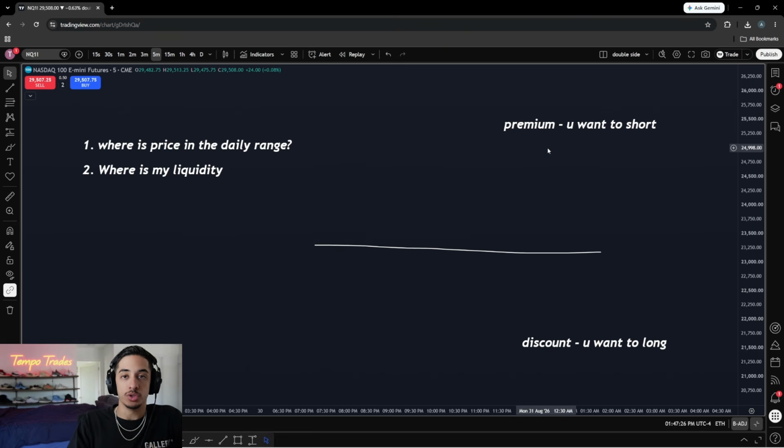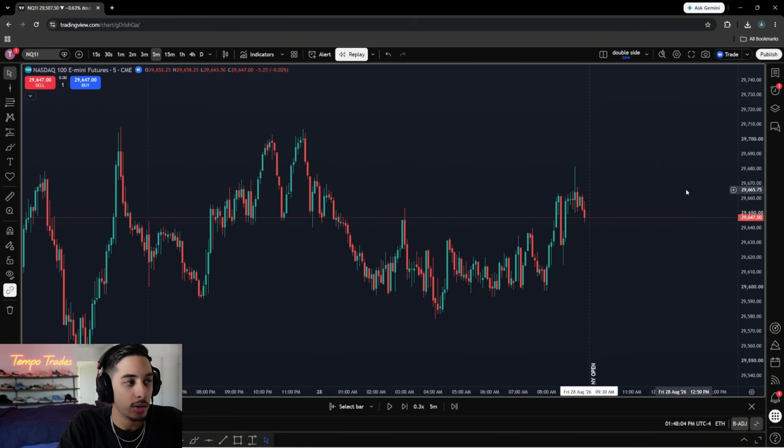This is what you want to do. If price is high in premium, you want to short. If price is low in discount, you want to long, because we're anticipating that rebalance, that reversal back to the midpoint, okay? Guys, so now I'm going to show you how to draw 50% of the daily range manually so you can have that level on your chart, okay?